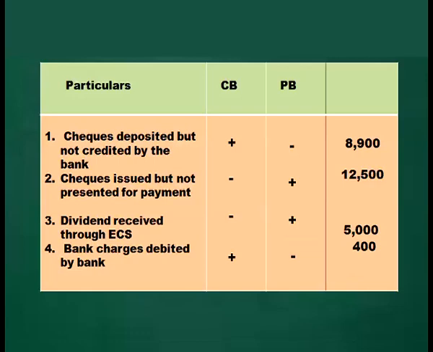Dividend received by the bank through electronic clearing system. Dividend is received in the bank, so passbook is showing a plus mark of rupees 5,000, increased amount of rupees 5,000. Cash book has not recorded unless and until the firm gets the information. Bank charges debited by the bank. Passbook will deduct that 400 rupees, but the firm has not deducted until and unless they get the information from the bank.